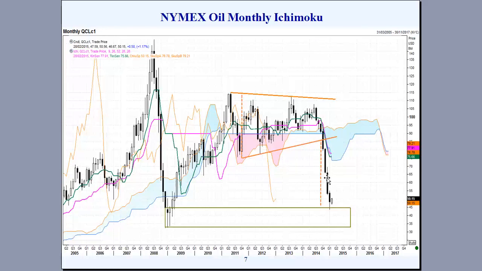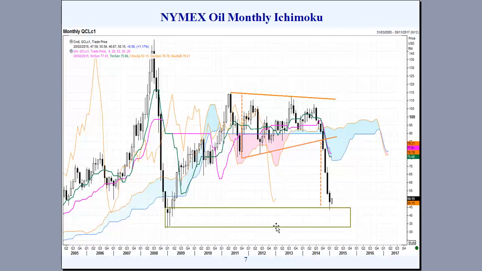And once we saw that close down below the lower barrier, we were able to draw a target. The target was the depth of the symmetrical triangle projected out from the breakout, and we have reached that target just in the last month, and that target here coincides with this rectangular box.